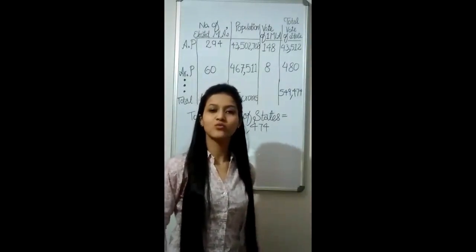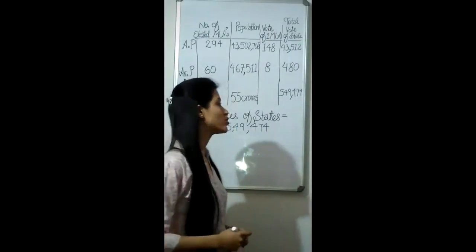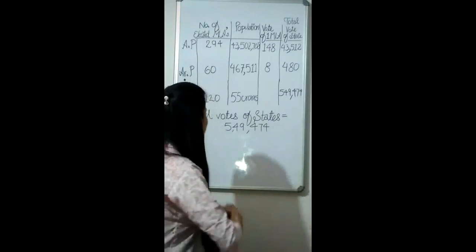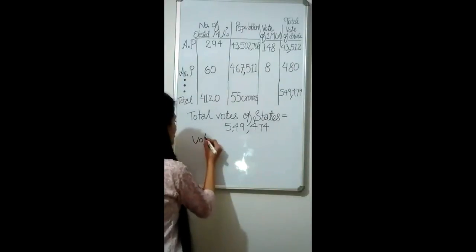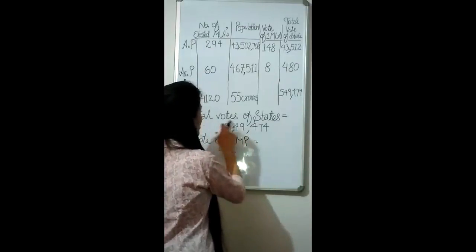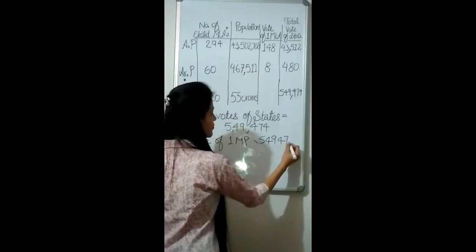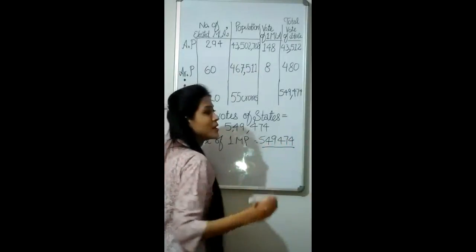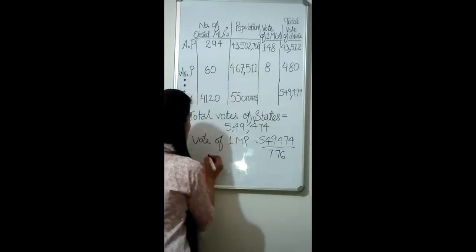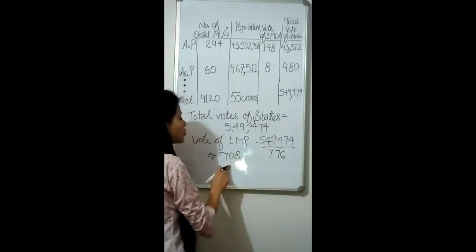Now we have to find out the vote value of one MP. To find out the vote value of one MP, we have to divide the total vote value of the states by the number of elected MPs. So here the vote value of one MP will be the total votes of the states divided by the number of elected MPs, which is 776. After dividing these two, we will get 708, which is the vote value of one MP.